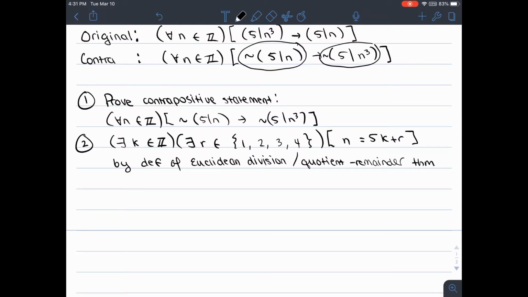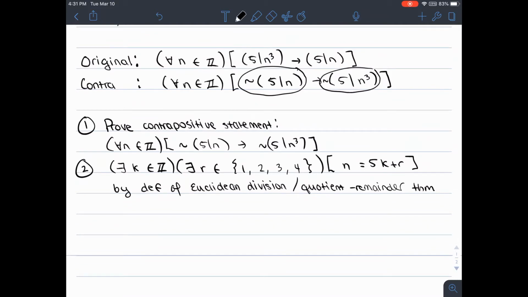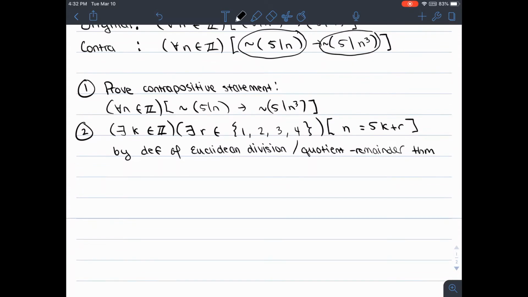Why does this hold? Well, in our statement we assume that 5 does not divide n. If 5 does not divide n, then there must be a remainder when 5 divides n of 1, 2, 3, or 4. The remainder cannot be 0 because that just means 5 divides n in the first place. And the remainder can also not be 5 because 5 can just be put back into the k, and then the remainder will then again be 0. Having done this, we can plug this in and solve for n cubed.